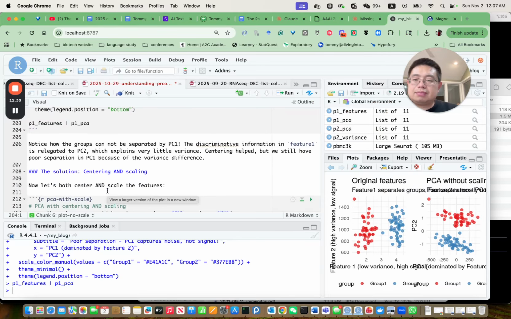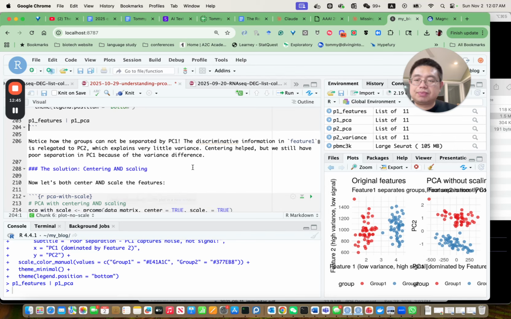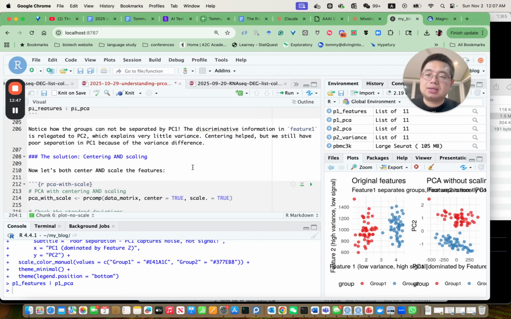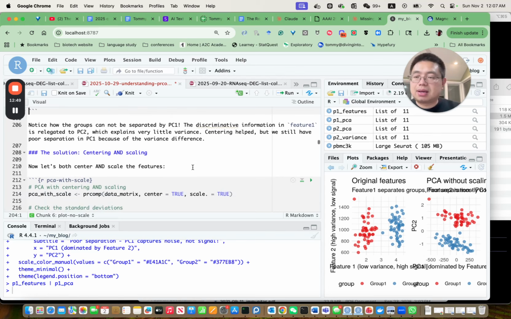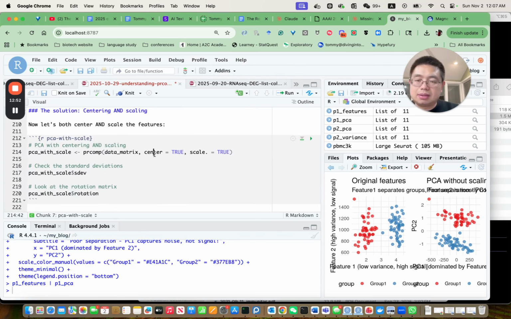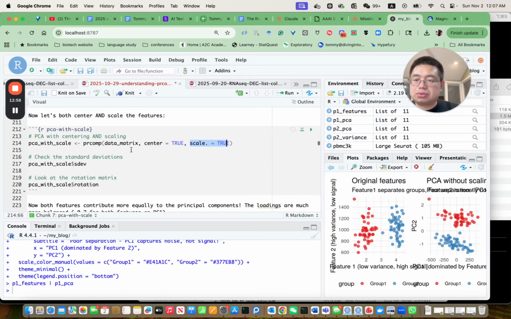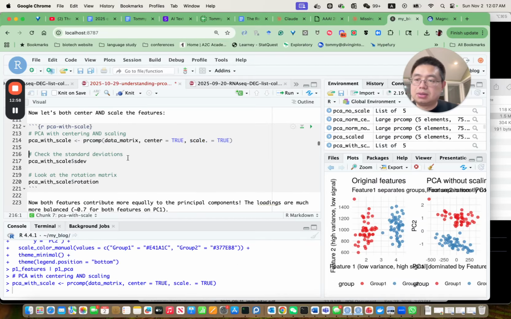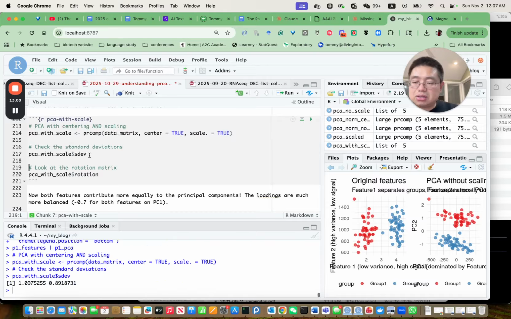So centering helped a little bit, but we still have a poor separation in PC1 because of the variance differences. So the solution here is to do both centering and scaling. Let's do it: center equals TRUE, scale equals TRUE. Let's take a look at the standard deviation. Now you have much better standard deviation, or variance, for those 2 principal components.